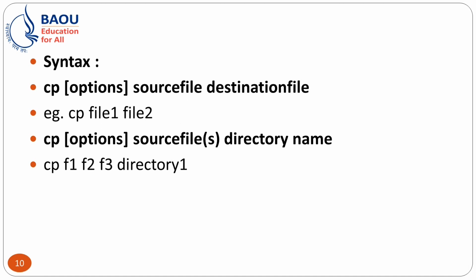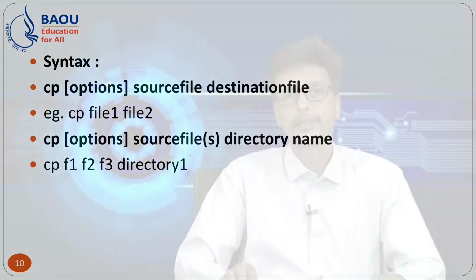that means the contents of the source file can be copied into the destination file. But suppose you are required to copy multiple files into some directory, then it is also possible with the help of the cp command. In that case what do you have to write? You have to write the cp command, and then whatever number of files you want to copy, those file names you have to enter as source files.